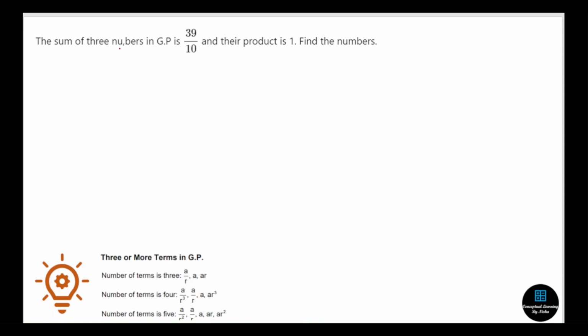Now, the sum of three numbers in GP is 39 upon 10, and the product is 1. So find the numbers. Now remember a trick. When there are 3 or more terms, let's say 3 terms, you can take the 3 terms as a upon r, a and ar. For 4 terms, a upon r cube, a upon r, ar and ar cube, like that. Here 3 terms are given, so let the terms be a upon r, a and ar.